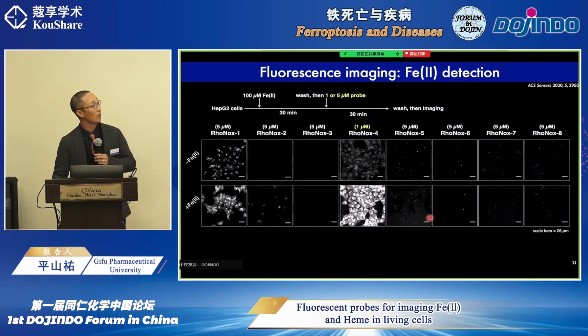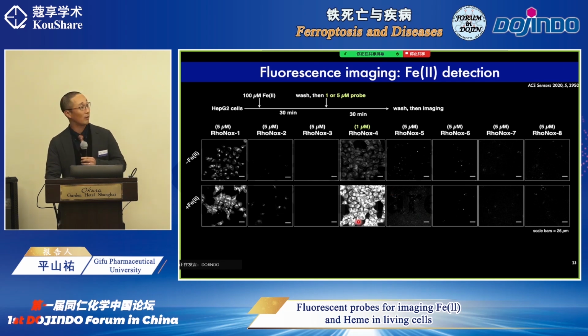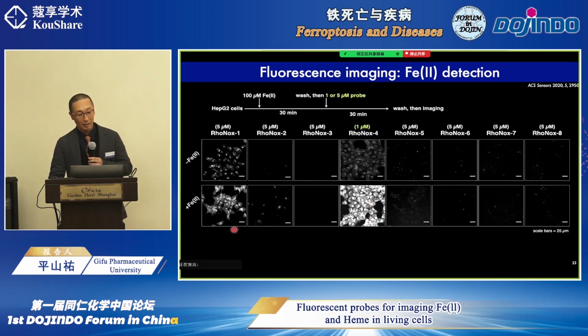However, unfortunately, only RONOX4 worked in living cell application, but RONOX4 showed significantly better response than RONOX1. A pair of these images were obtained after contrast adjustment, but in the case of RONOX4, these are also raw images. So if you have done microscopic analysis, you can understand how sensitive this fluorescent probe is.